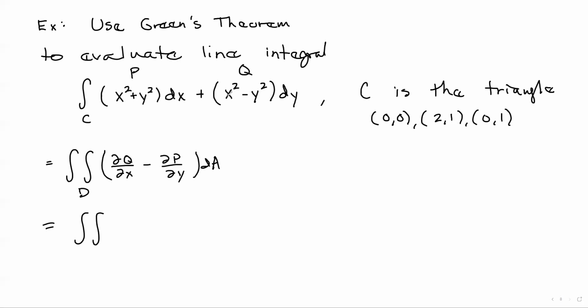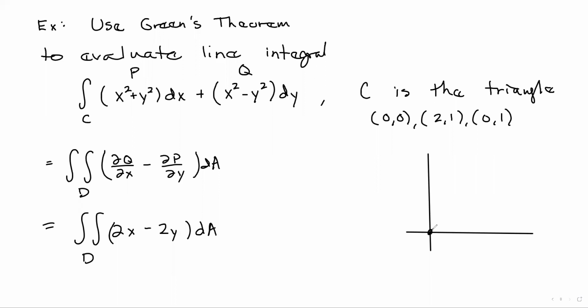The partial of Q with respect to X, if you differentiate this with respect to X, you get 2X. And if you differentiate this with respect to Y, you get 2Y, dA over our object D. Now, what is our object D? To figure out what the object is, with these types of problems, you need to look at C. D is what's inside of C, right? C is the curve surrounding D. So you can sketch yourself a little picture to figure out what D looks like.